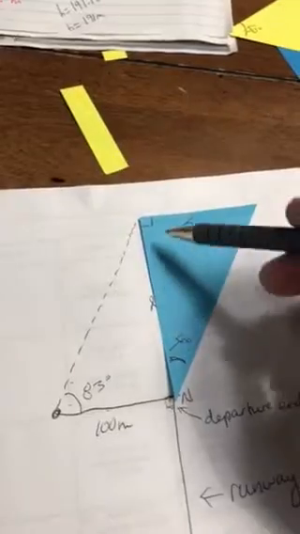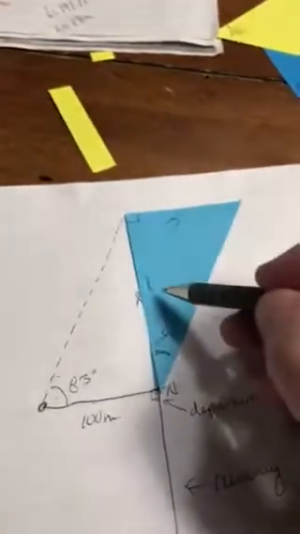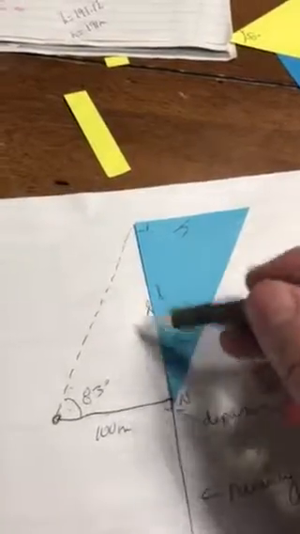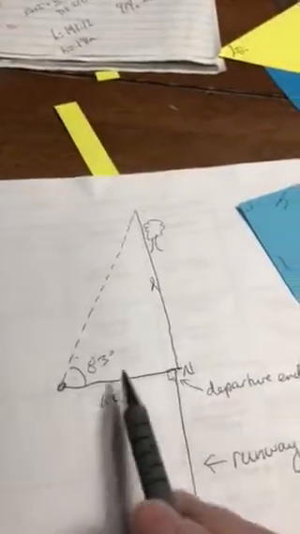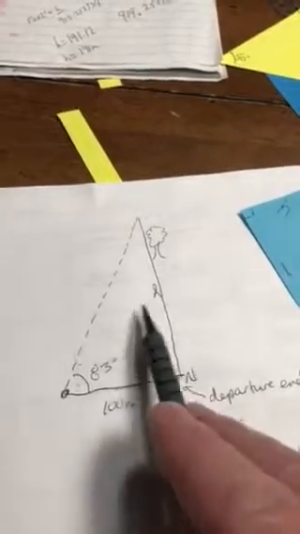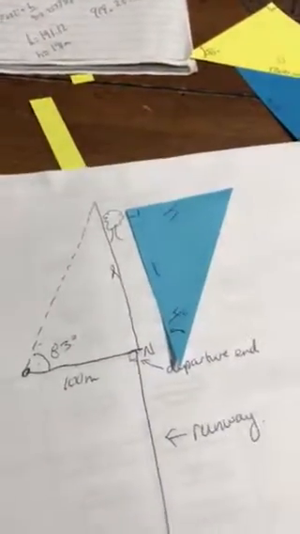And on the blue triangle, this length and this length on my white triangle are exactly the same. Push this aside, and I have a right triangle, 83 degrees, 100 meters, and L. Use SOHCAHTOA, find L. If you find L, you found this L. Use SOHCAHTOA again, find H, and your problem is solved.